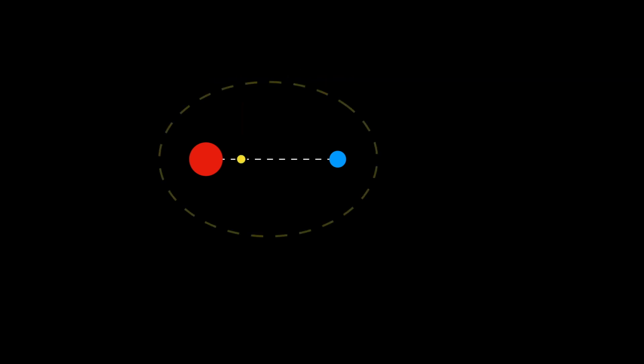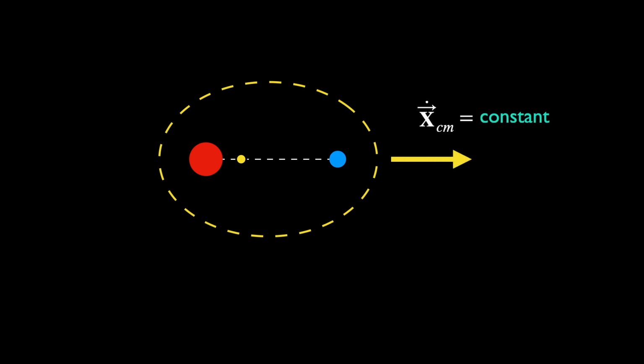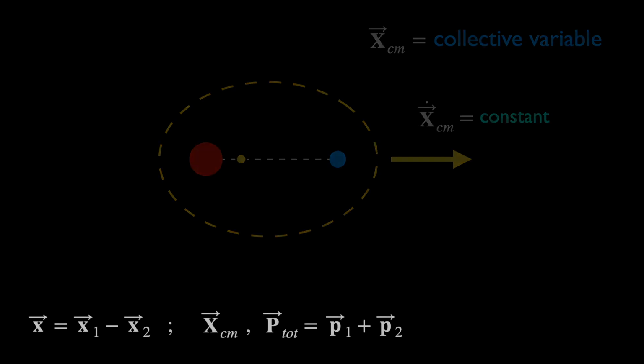We expect the center of mass velocity to be constant, since the interaction forces between the two particles act in an equal and opposite way. xcm is therefore like a variable describing the collective motion of the two particles. We can get a clue about how to construct the center of mass position in terms of x1 and x2 by looking at the total momentum.